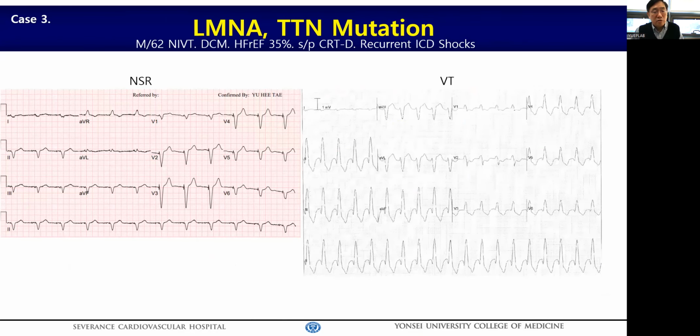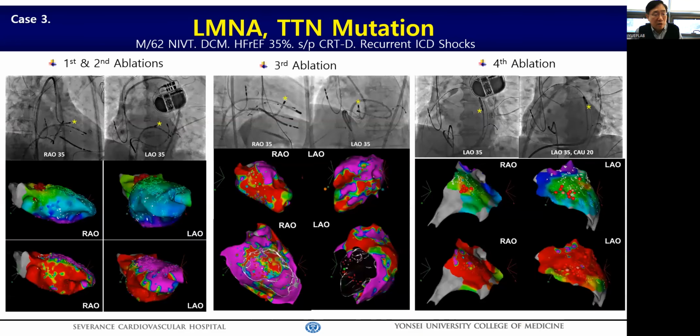Case 3 is a genetically diagnosed non-ischemic VT with LMNA and the TTN mutations. This patient already had a CRT defibrillator with ejection fraction 35%, but had recurrent ICD shocks. This is the documented ECG the patient brought to the hospital. He underwent first VT ablation from another hospital, but we did multiple further procedures after referral. VT targets at the first and second procedure were at the LV summit area, but we also ablated the scar border zone at the mid-posterior septum.